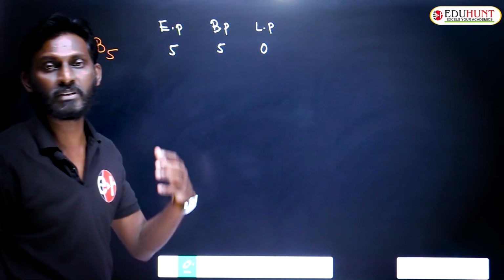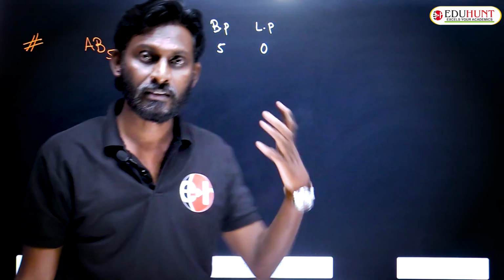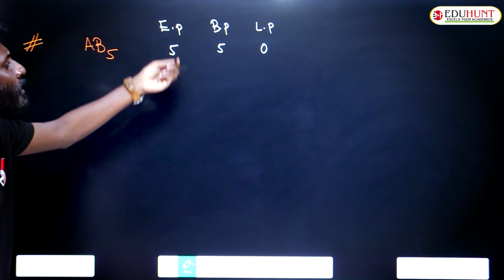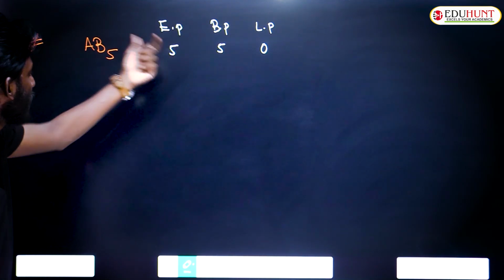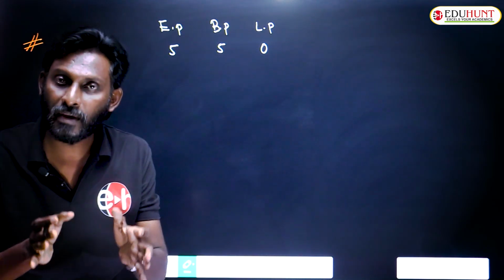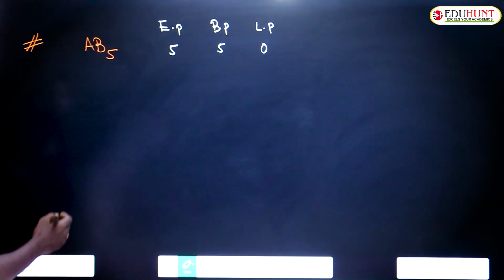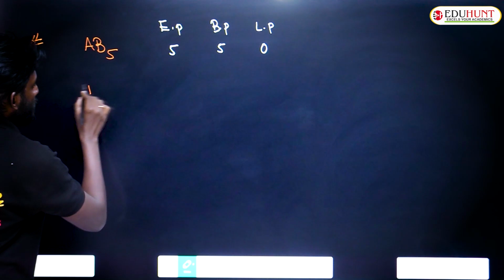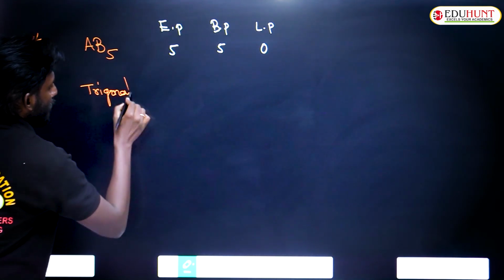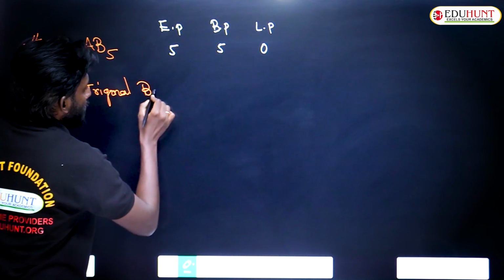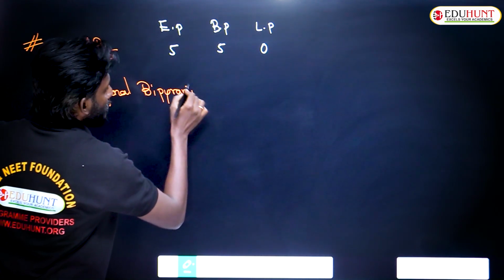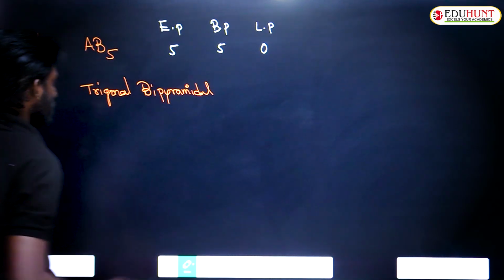And I explained in the previous video that whenever there are 5 electron pairs, whether they are lone pairs or bond pairs, the geometry suggested by Sidgwick and Powell is trigonal bipyramidal. Trigonal bipyramidal. How does it look?